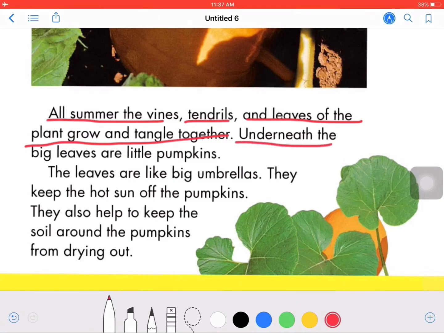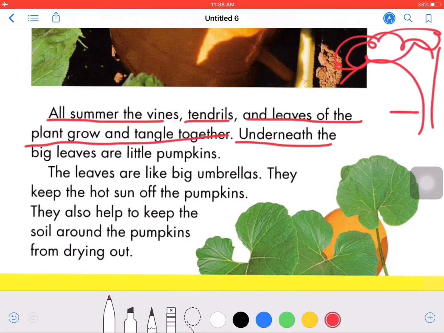Underneath means under. Here we have the tree, okay? And this place underneath. Under what? Underneath. The place that keeps off the sun. The place that the tree keeps off from the sun. Underneath the big leaves are little pumpkins.